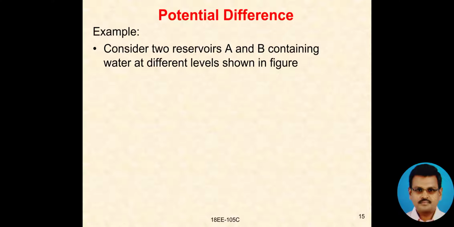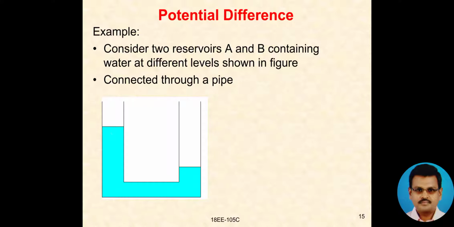Example. This is another example. We can understand the potential difference by taking two reservoirs. Consider two reservoirs A and B containing water at different levels as shown in the figure. This is reservoir A and this is reservoir B. These two are connected through a pipe, and there is water in the reservoirs.